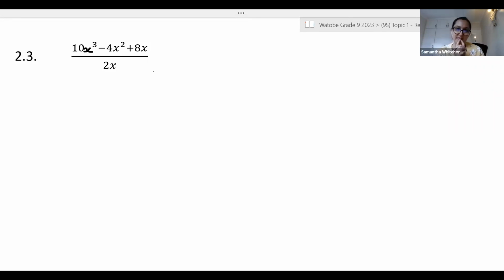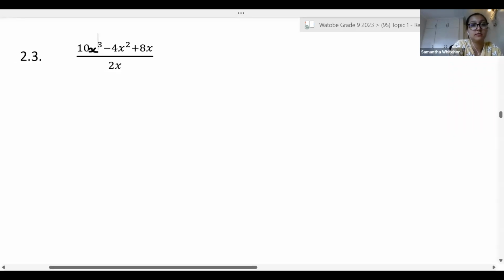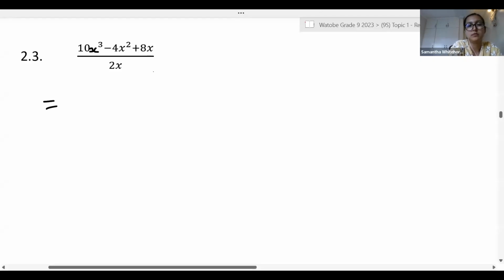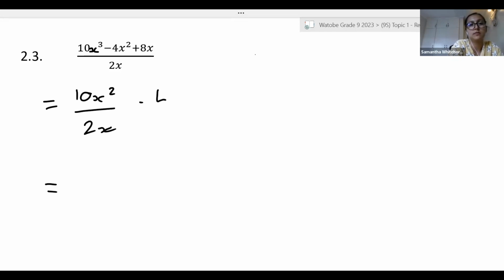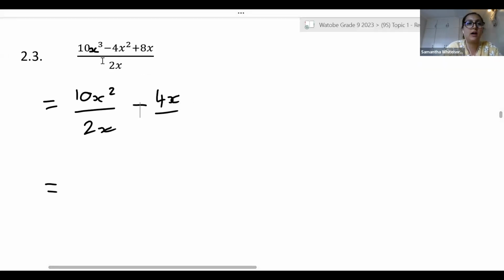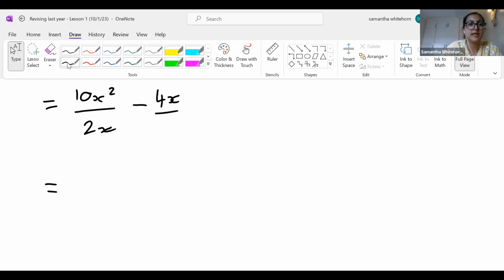Yes, ma'am. So firstly, what we do, ma'am, we divide all of these numbers by 2. Okay. So 10x cubed will be divided by 2x, and then minus 4x squared divided by 2x, and then 8x divided by 2x. Okay, perfect. So we are dividing everything by that same denominator. Excellent, keep going.